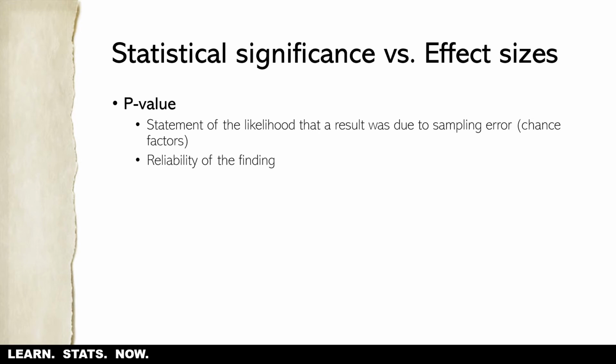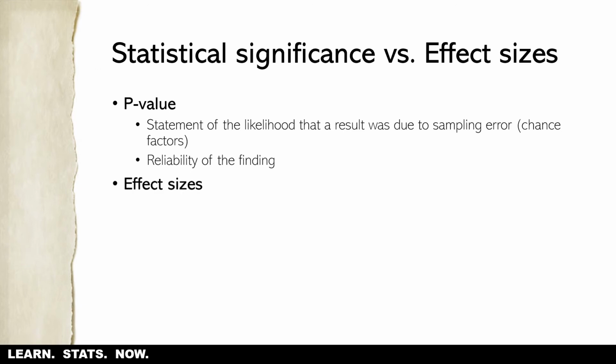Now, the p-value is our primary statement of statistical significance. It's a statement of the likelihood that a result was due to sampling error or chance factors. And really all the p-value communicates to us is the reliability of the finding, okay?